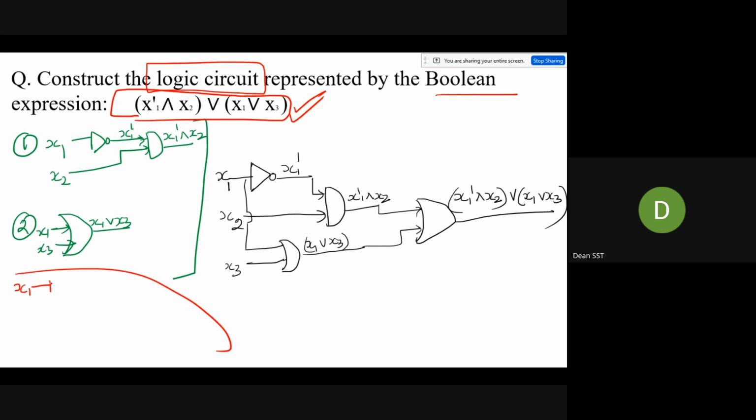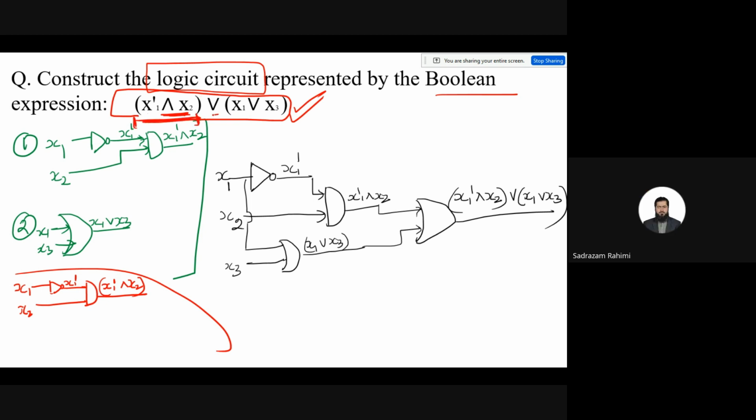X1 negation. We will get X1 ka bar. And X2. So X2, and we will perform AND. Fine. So here we will get X1 ka bar and X2. Is it clear?